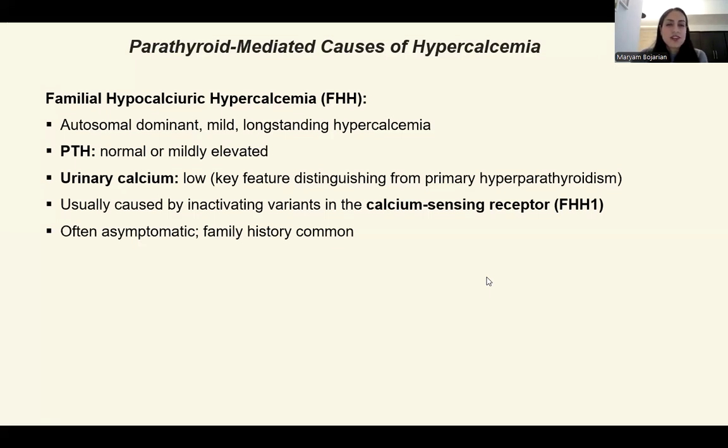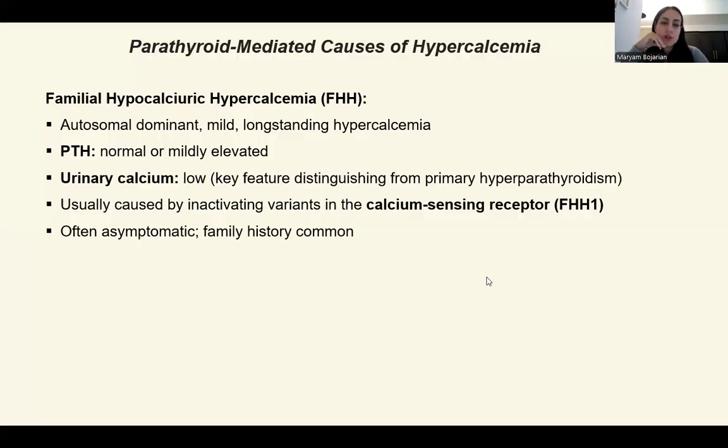So just imagine if you send your patient with familial hypocalciuric hypercalcemia to the OR for surgery, it's going to be a disaster. So it's really important to differentiate FHH from primary hyperparathyroidism. Basically, FHH is autosomal dominant. The patient has long-standing and mild hypercalcemia. It's important to understand that the PTH is usually normal or mildly elevated, and urinary calcium is going to be low. This is a key feature distinguishing it from primary hyperparathyroidism.